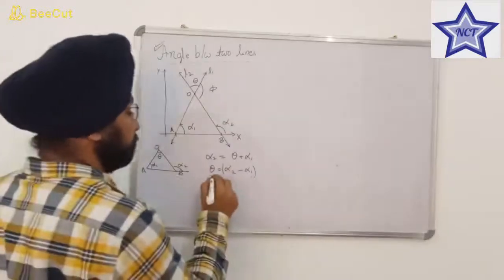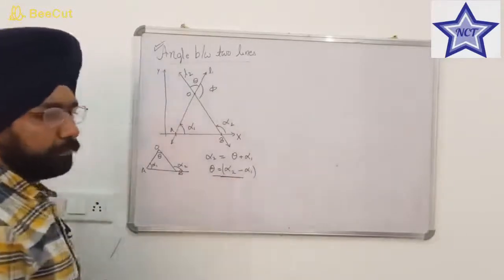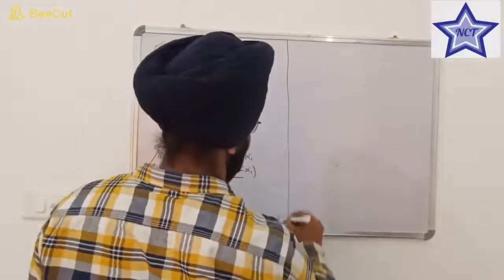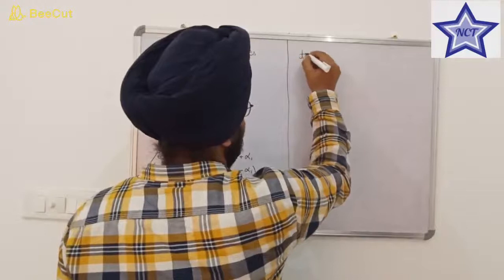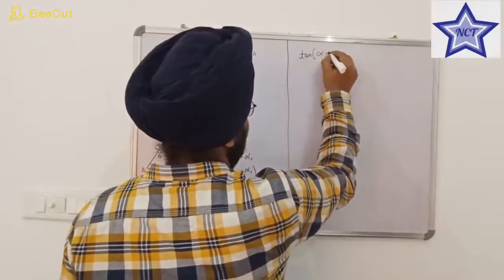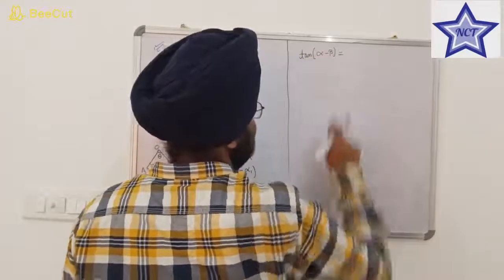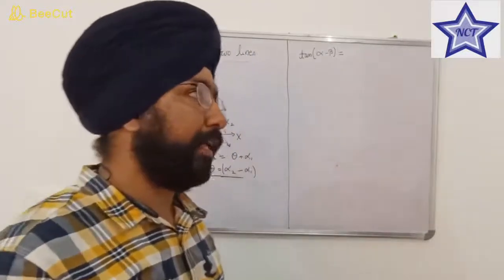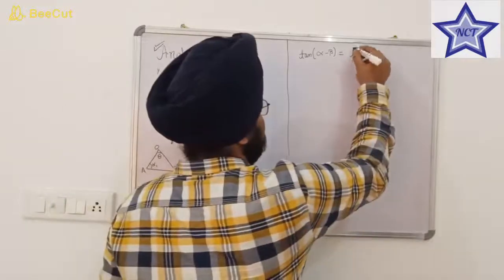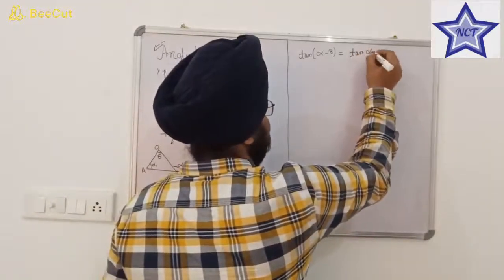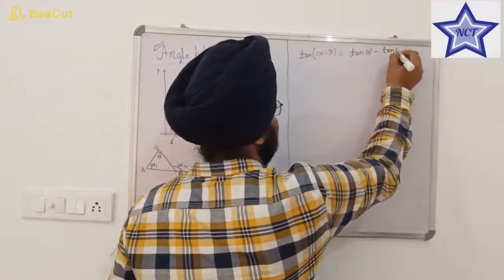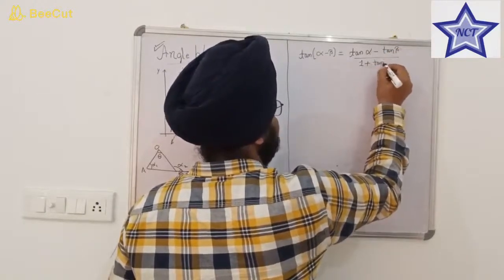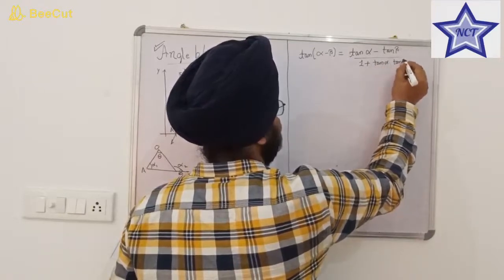To calculate this, we have to use some trigonometric formulas. Let us say tan of alpha minus beta. You have covered this topic in trigonometric functions. tan of alpha minus beta is equal to tan of alpha minus tan of beta upon 1 plus tan alpha into tan of beta.